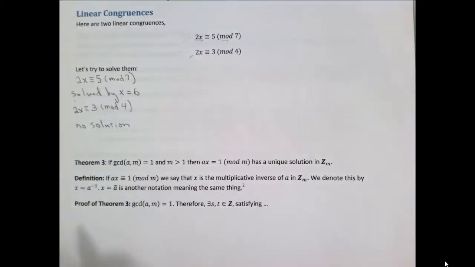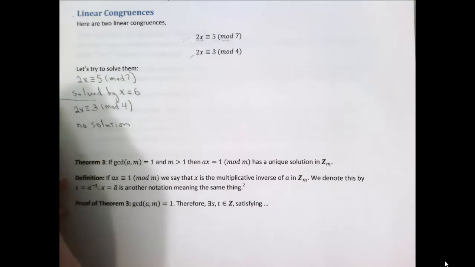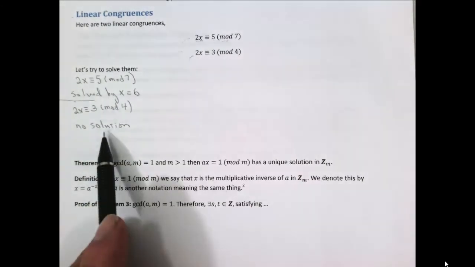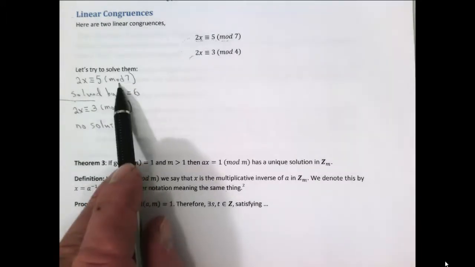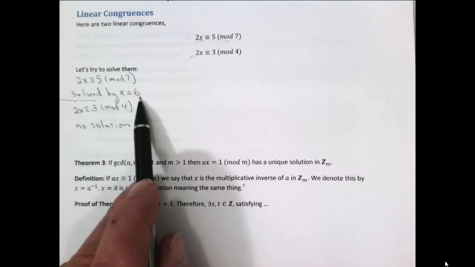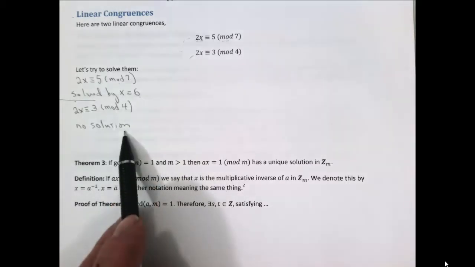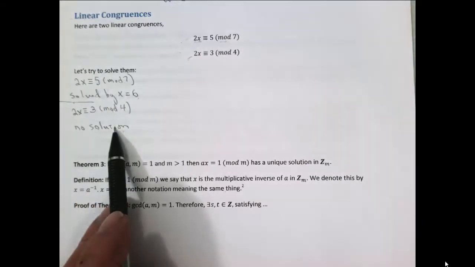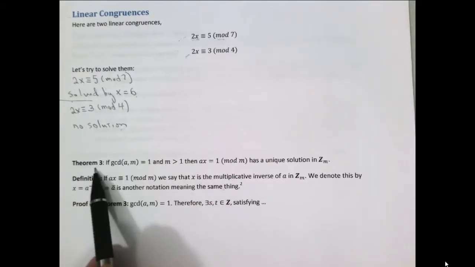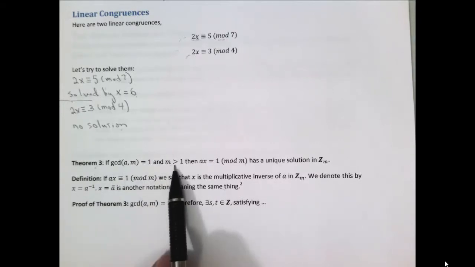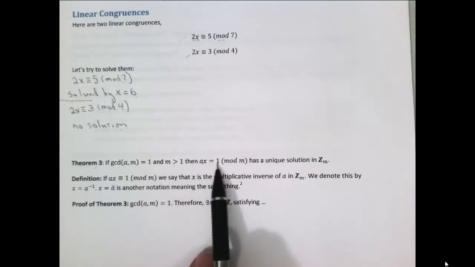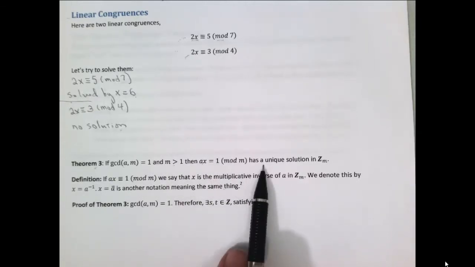So we can see that some such problems have solutions and some of them do not. Furthermore, in this case, as long as we're working with integers modulo 7, there's only one solution that works here. Here, of course, there are none at all. Now, these are two examples which illustrate the claim of Theorem 3. If the greatest common divisor of a and m is equal to 1, and of course m is greater than 1, then ax is congruent to 1 mod m has a unique solution.